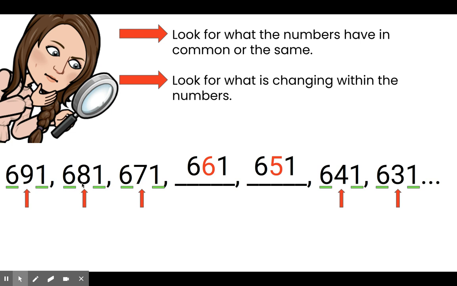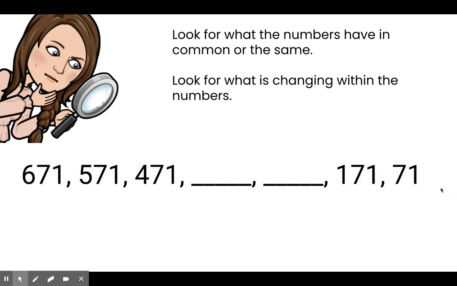691, 681, 671, 661, 651, 641, 631. Do you think you know which number would come next? If you said 621, you're correct.